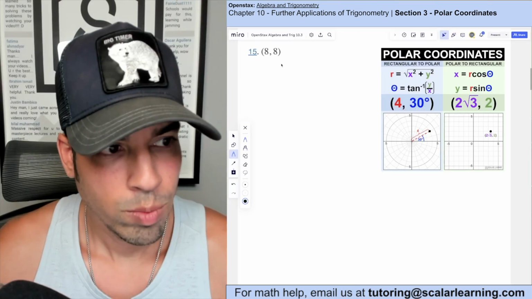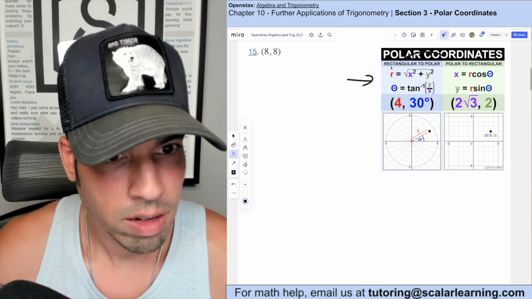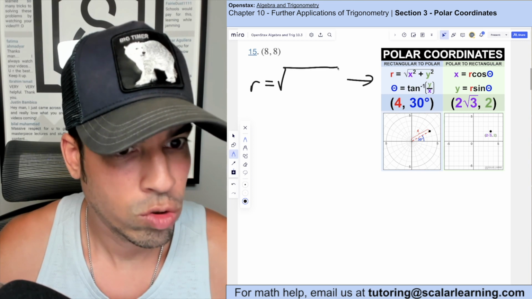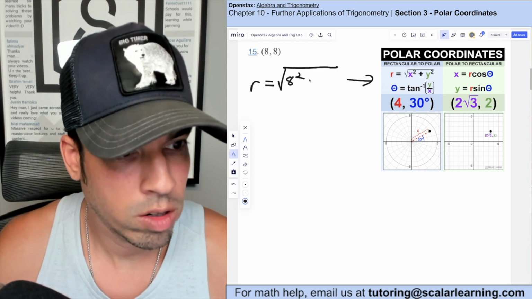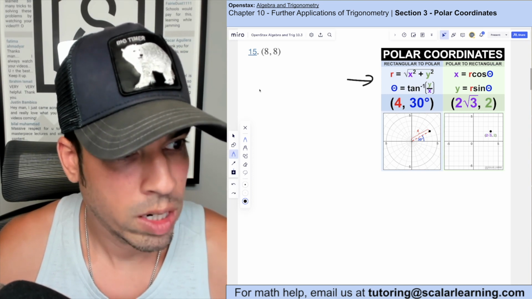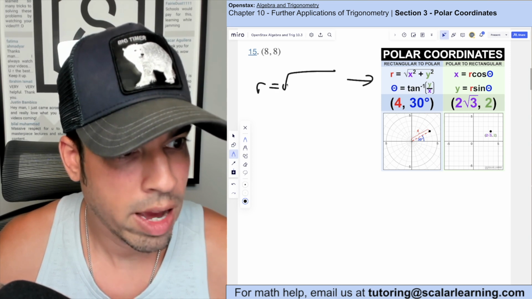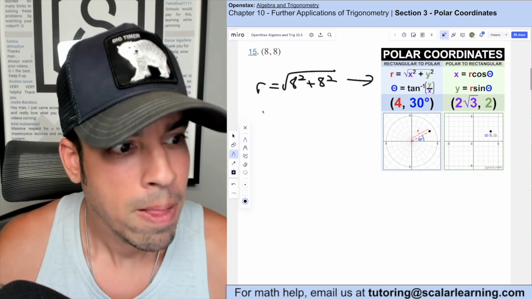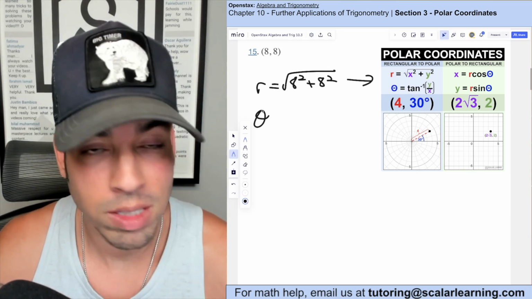Done. For this one, we're going to convert it starting with this side of the infographic right here. So we got r is equal to the square root of x squared plus y squared. So here we got r is equal to x squared, which is 8 squared, plus y squared, which is again 8 squared. Now for the theta value, I want to tell you something because this is pretty interesting.